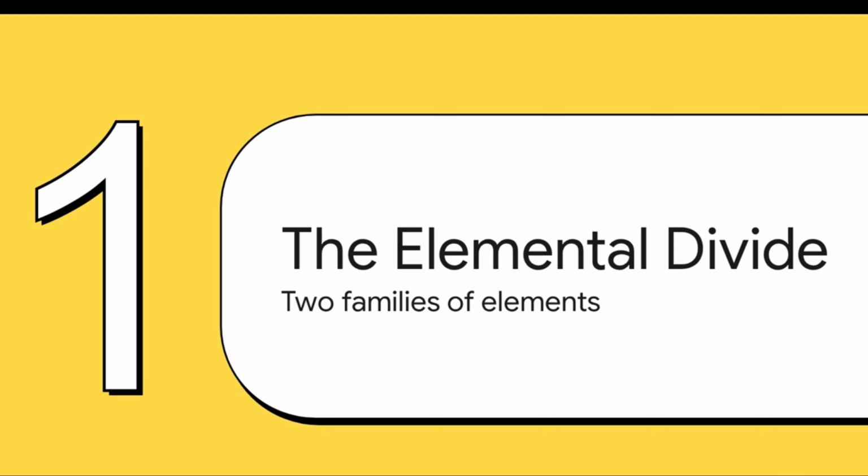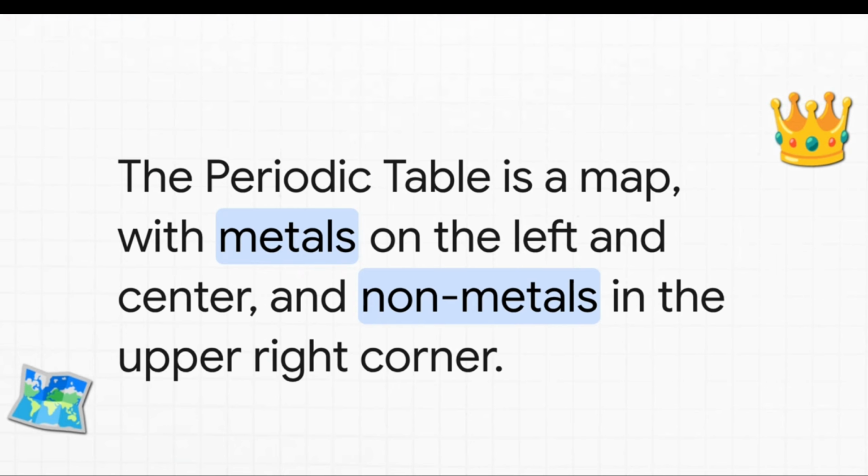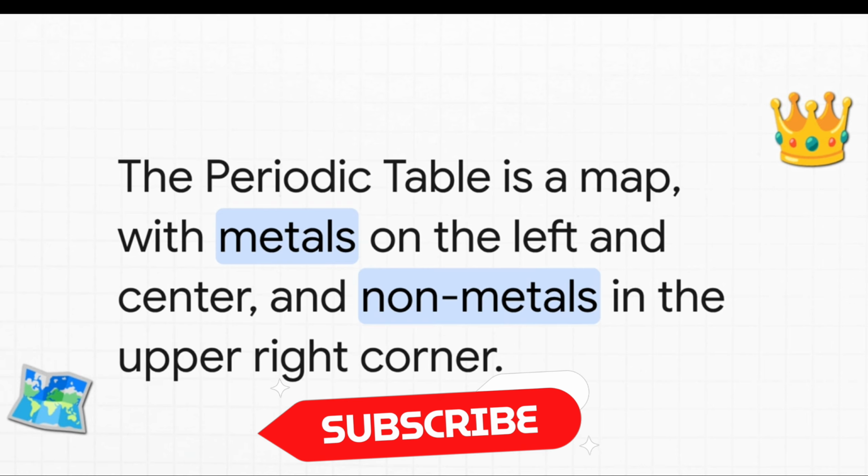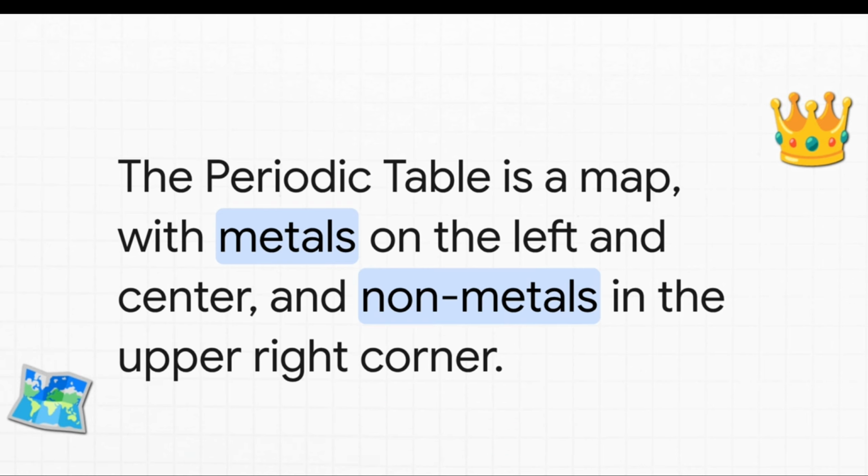And it turns out that, of all the 118 known elements, pretty much every single one can be sorted into one of two huge, distinct families. The metals, like the iron in that pan, and the nonmetals, like the oxygen and nitrogen that make up the air. The best way to picture this is to think of the periodic table not as a chart, but as a map. And on this map, you've got two dominant kingdoms. The metals, they control a huge territory, basically the whole left side and the middle. And then, tucked away in the upper right-hand corner, you find the smaller, but super important, kingdom of the nonmetals.